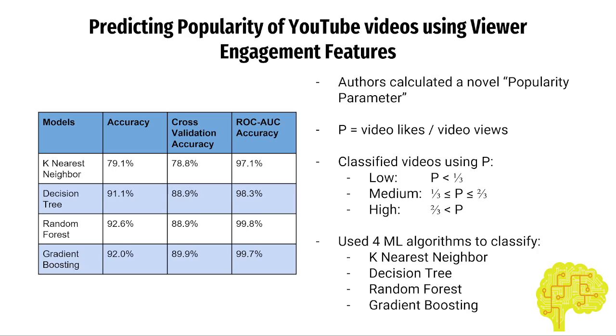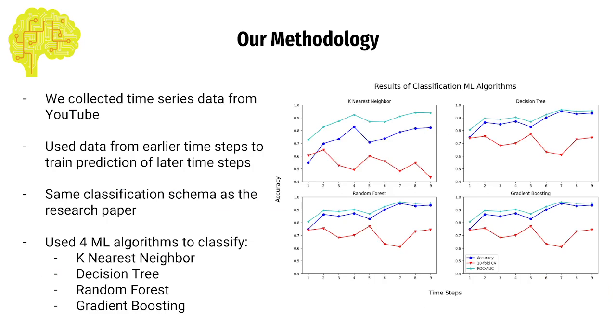The authors used 3 accuracy metrics to gauge model quality: model prediction accuracy, tenfold cross-validation accuracy, and the area under the receiver operating characteristic curve. For our own analysis, we elected to use our time series dataset to train our machine learning models using earlier time steps to predict later time steps.